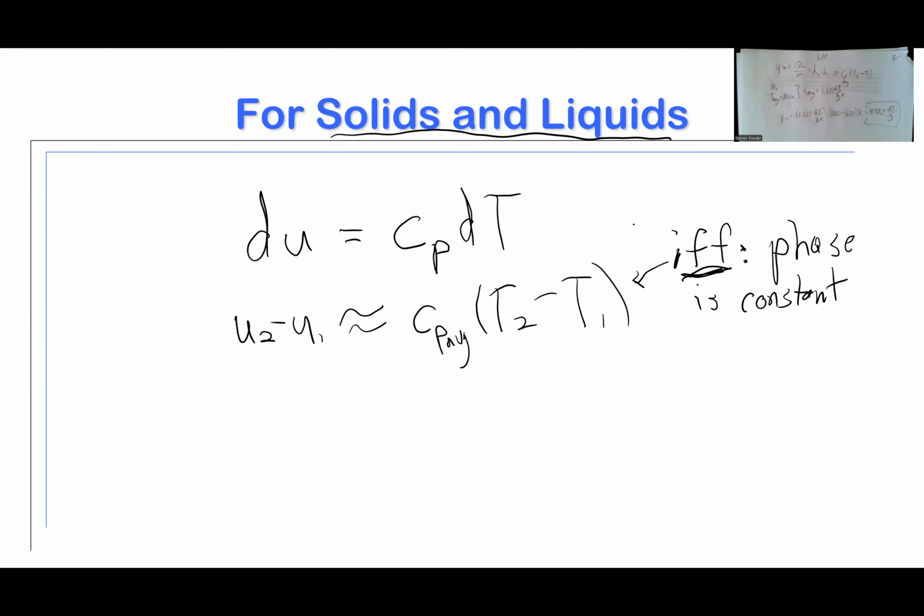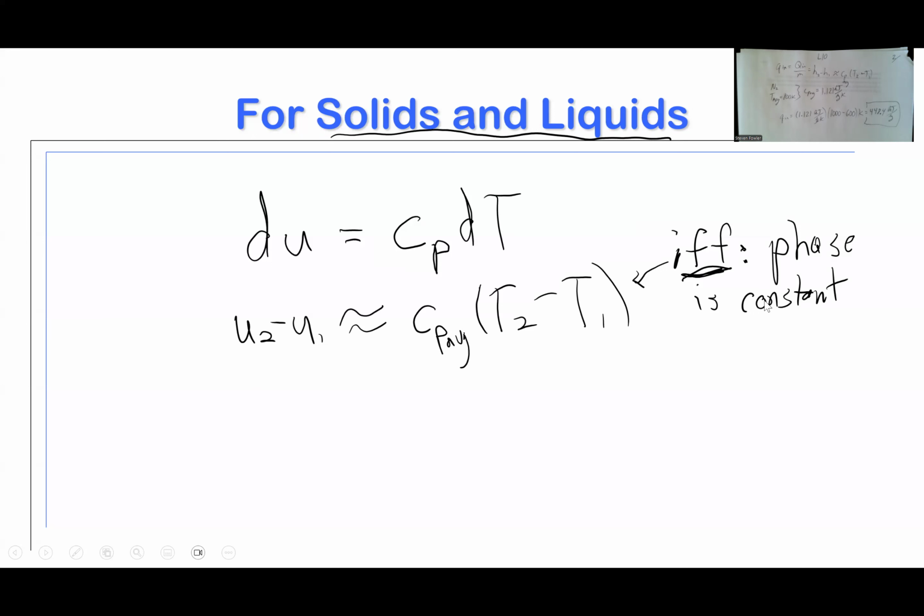If the phase is not constant, basically what I'm doing here is I'm assuming that the specific heat up here is constant. I'm integrating specific heat with respect to temperature, and then I'm pulling that constant out of the integral, and I'm multiplying that by the integral of dT, which just becomes delta T, because the integral of dU just becomes delta U. So I'm assuming this is constant. The specific heat is constant in order for this approximation to work.